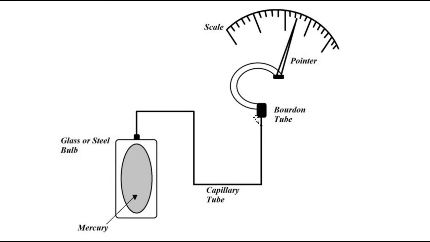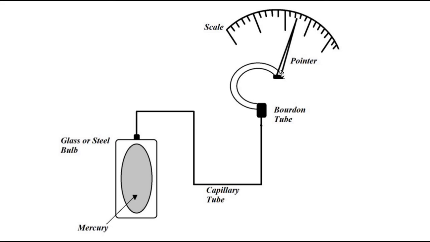So here temperature change is converted to pressure change, pressure change is converted to linear displacement or angular displacement through the use of the primary transducer, which is the mercury encapsulated in glass bulb, and then the secondary transducer, which is a displacement transducer, which is a Bowden tube.